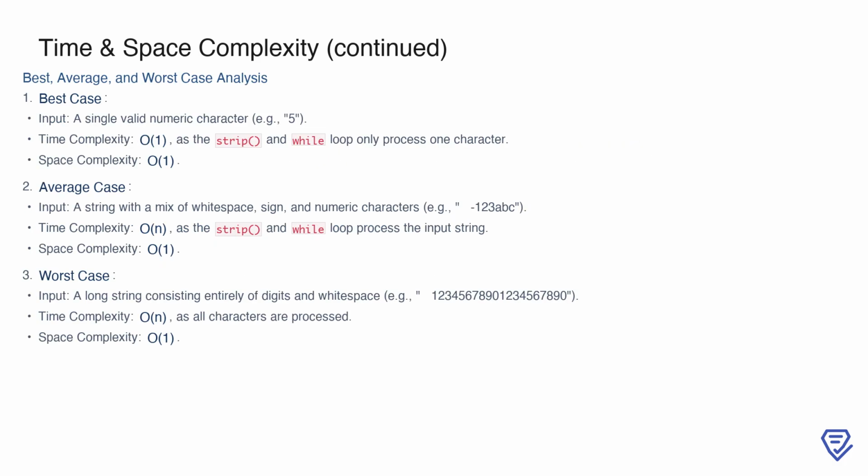Analyzing the best, average, and worst cases gives us a clearer picture of the algorithm's performance. In the best case, the input is a single valid numeric character, such as 5. Here, the strip function and the while loop process only one character, resulting in a time complexity of O(1). The space complexity, as always, remains O(1). For the average case, consider a string with a mix of whitespace, a sign, and numeric characters, like "-123 ABC". In this scenario, the strip function and the while loop work through the input string, leading to a time complexity of O(n), and a space complexity of O(1).